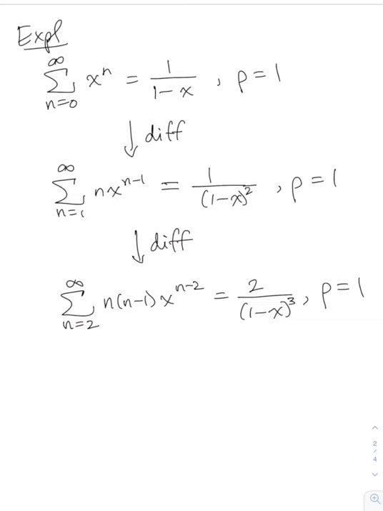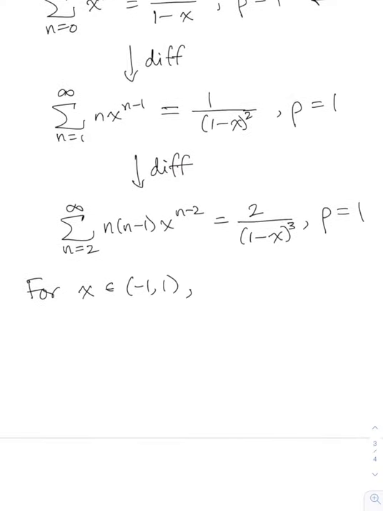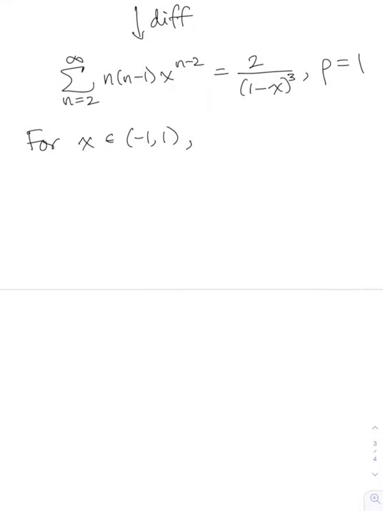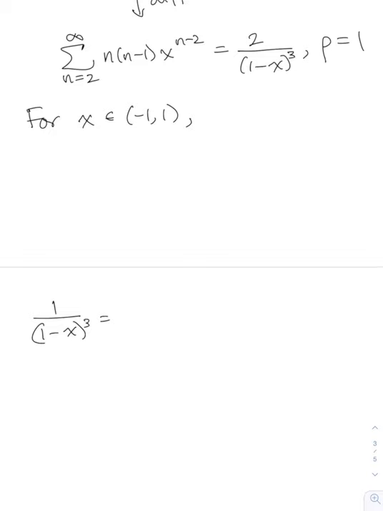And by doing this, I started here with a series for 1 over (1 minus x) and ended up getting a series for 2 other functions. So for example, for any x in the interval from -1 to 1, because the radius of convergence is 1 and the center is 0, I get that 1 over (1 minus x) cubed is equal to 1/2 times the sum as n goes from 2 to infinity of n times (n minus 1) times x to the n minus 2.